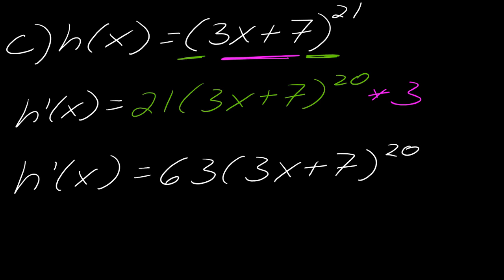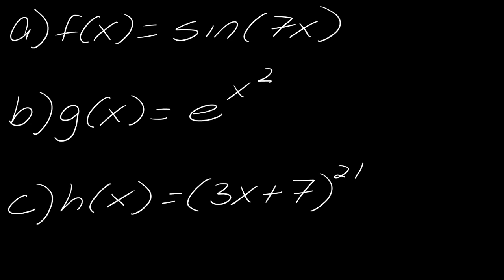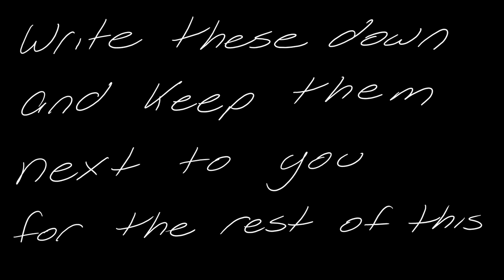Okay, here's the deal. You want to write these 3 derivatives down and keep them next to you for the rest of this video, because anytime I use the chain rule, it's going to be one of those 3 things, and I'm going to make this more and more complicated around those rules. So if you didn't write those down, I recommend that you go back, write them down, and have these derivatives in front of you. This is a visual cue to get the chain rule to stop messing with your head. That's why you want to write these down.